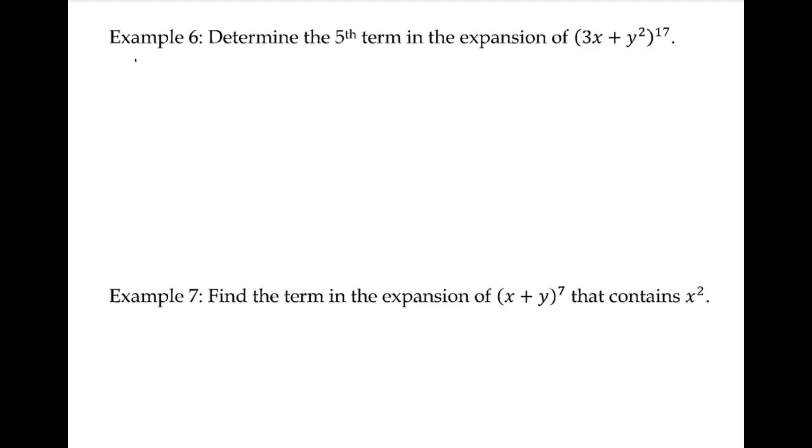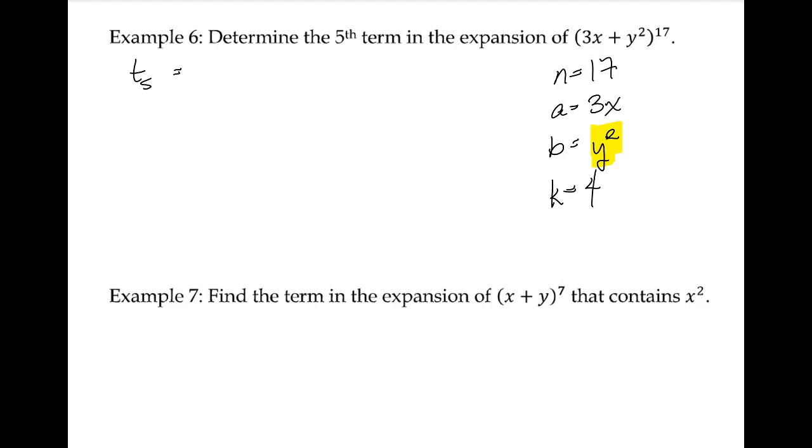So example 6, we're determining the fifth term. So again, if I want to list it all out ahead of time, n is 17, a is 3x. We just saw an example where we had a term that had a coefficient, so that's manageable. B is y squared. So this is what's new about this example, that exponent. So we'll look at that when we start plugging everything in. And k is always one less, so term number 5, so k is 4.